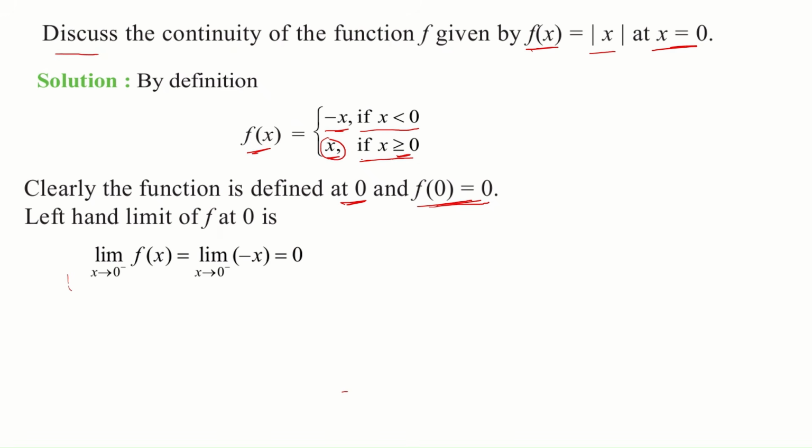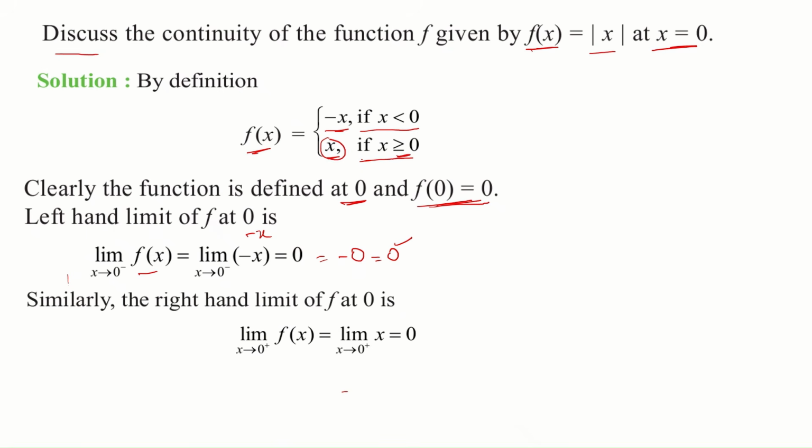Then look at the left hand limit. What is the left hand limit at x equal to 0? The limit as x tends to 0 from the left, f of x, that is for x less than 0, the output is minus x. Applying 0, that equals minus 0, which is nothing but 0. There is no difference between minus 0 and plus 0.